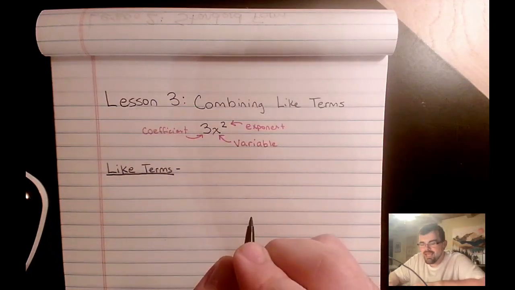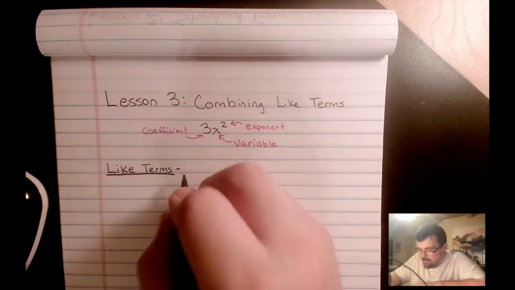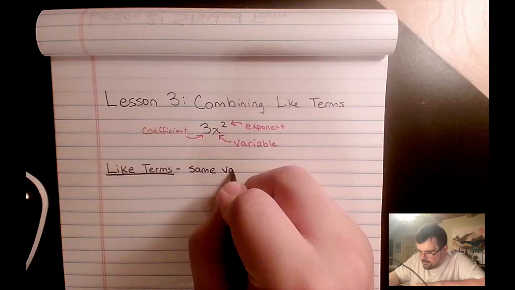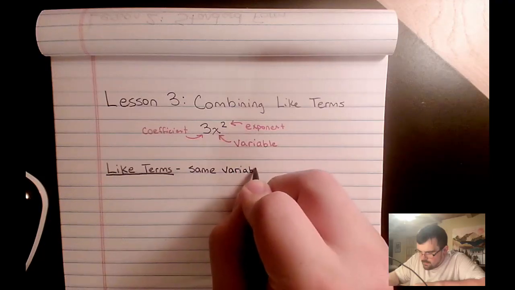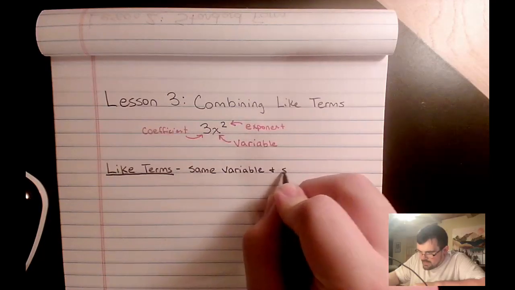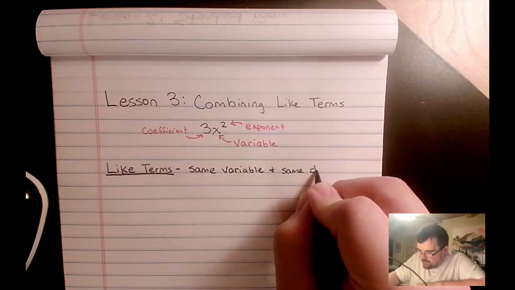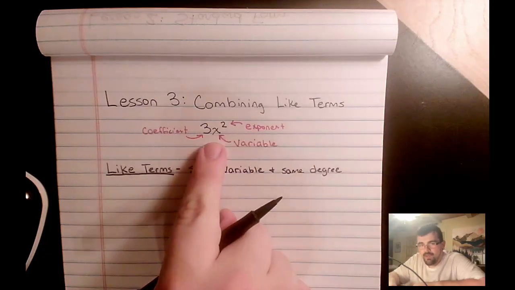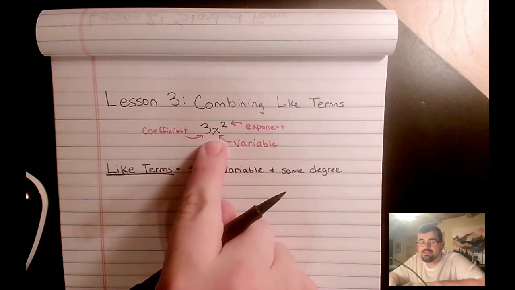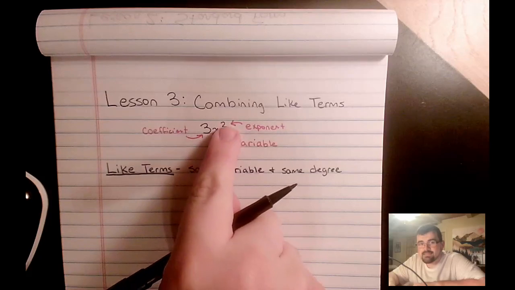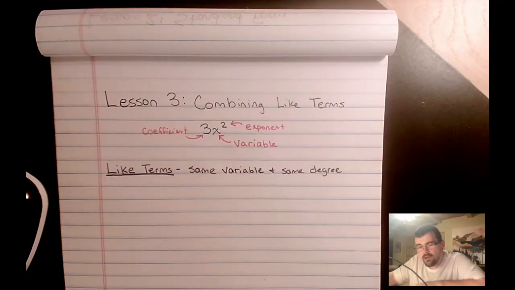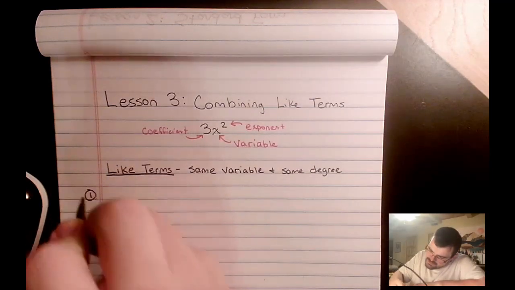the two terms have to have the same variable and same degree. So, back up here, as long as whatever else I'm wanting to combine has an x squared, cool, they're like terms. Okay? Let's try a couple of these combining like terms examples.